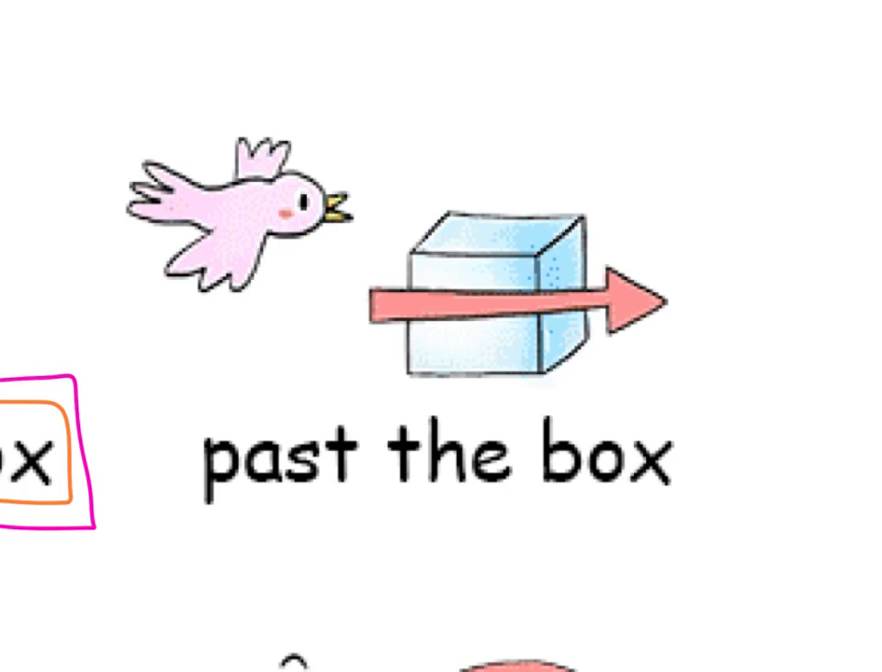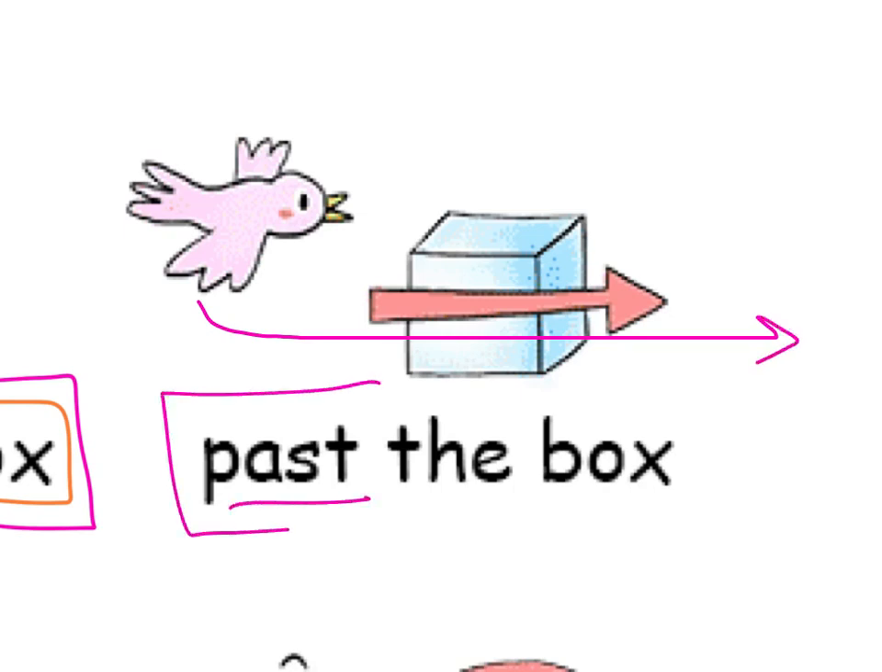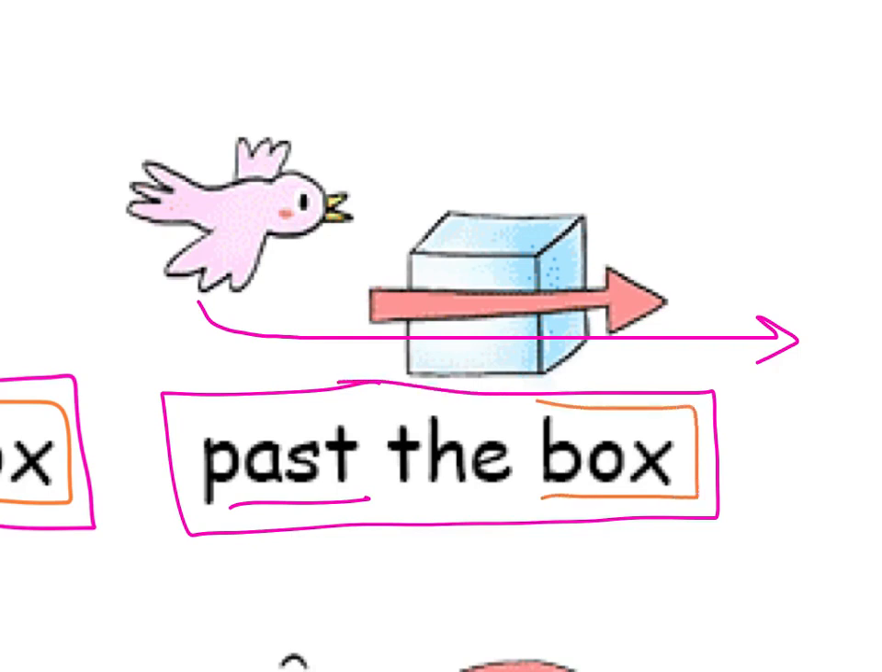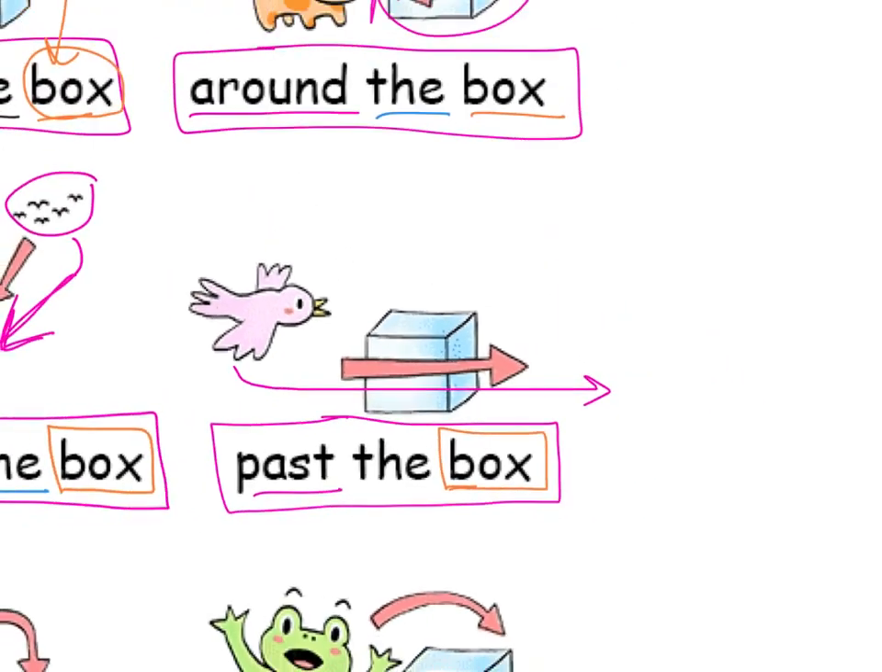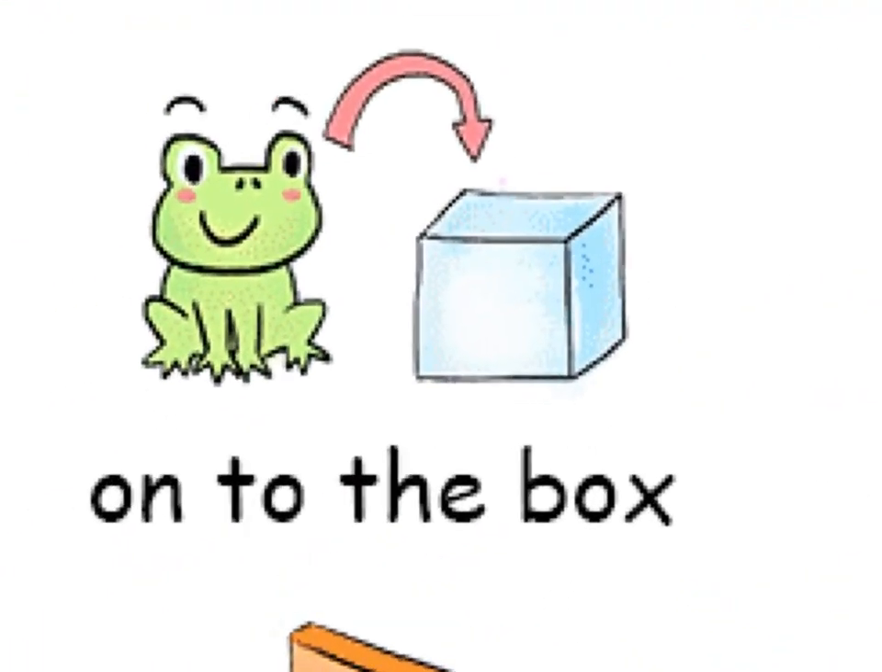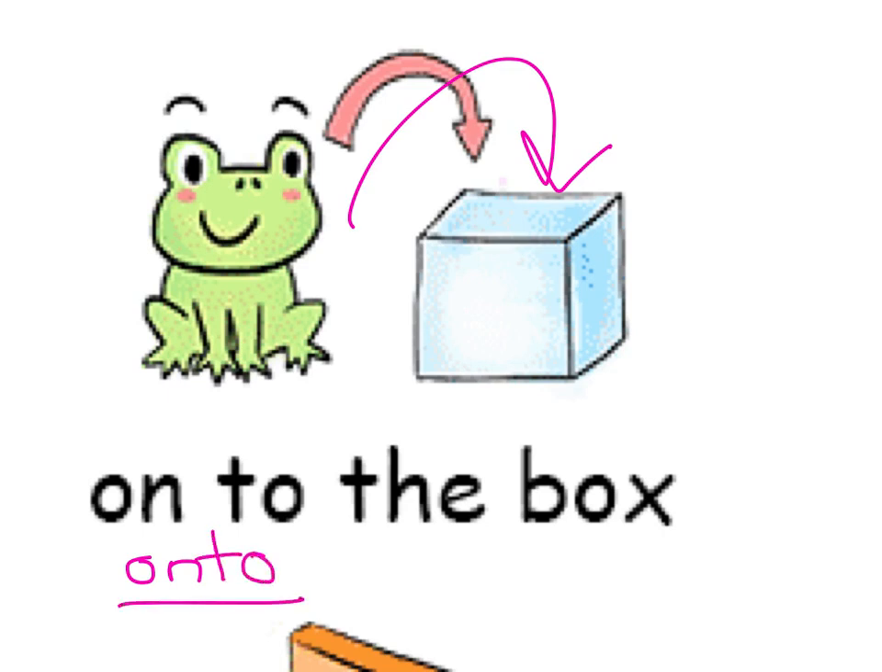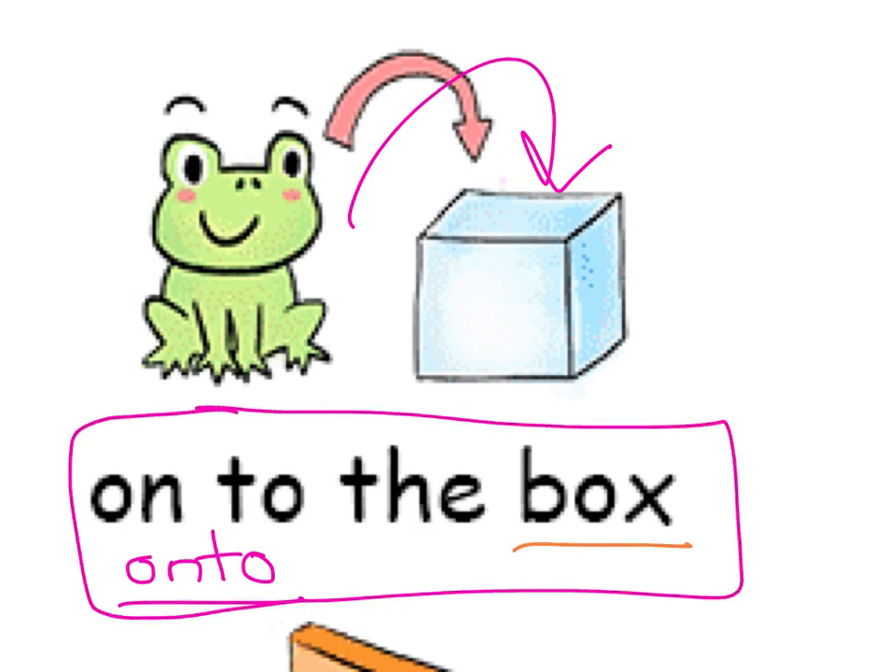Here the bird is flying past the box. Here comes the bird. It goes to the box and it keeps on going, goes right past it. Past is the preposition. The phrase or group of words is past the box. Box is the noun at the end. That's the object of the preposition. Here the frog is going to jump onto the box. So he's jumping onto the box. I think onto should be one word, onto. There's the preposition, there is the noun at the end, and all of the words together is the prepositional phrase.